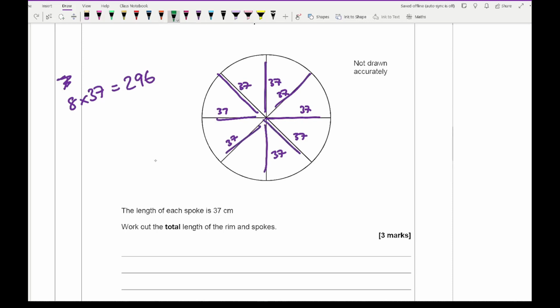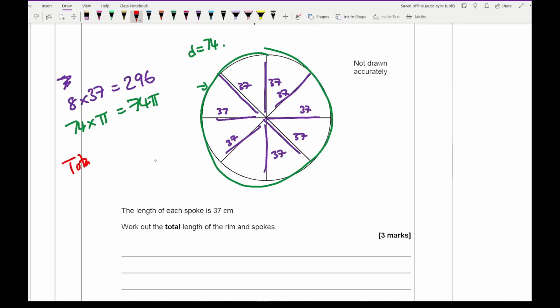The next thing I then need to do is work out the circumference of this circle. So here, this green amount is going to be where the diameter is 37 times 2, which is 74. So it's going to be 74 times pi, which is 74 pi. Then the total amount is where I simply add those two amounts up. So it's going to be 74 pi plus 296. If I type that into my calculator, 74 pi plus 296 gives me an answer of 528.48 centimeters. That's to 2 decimal places.